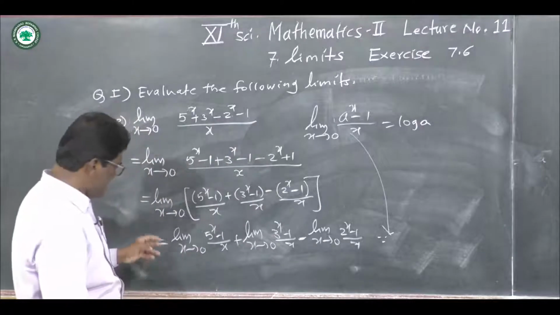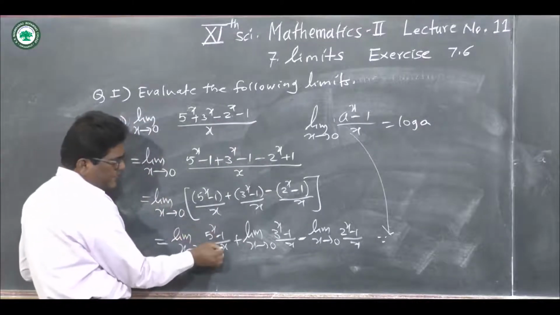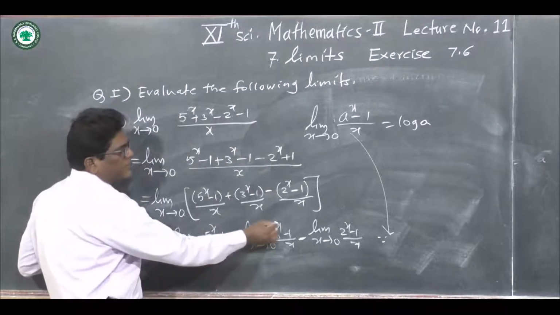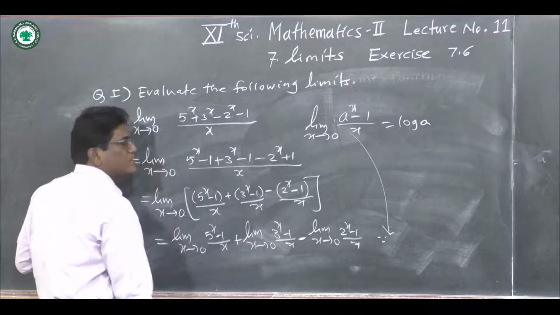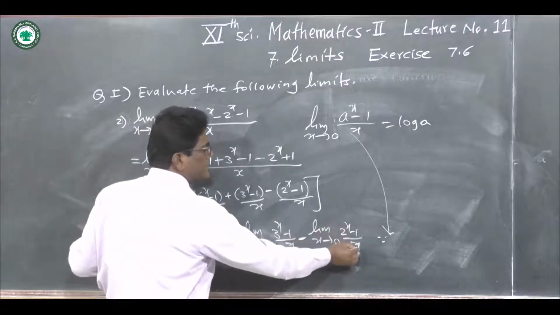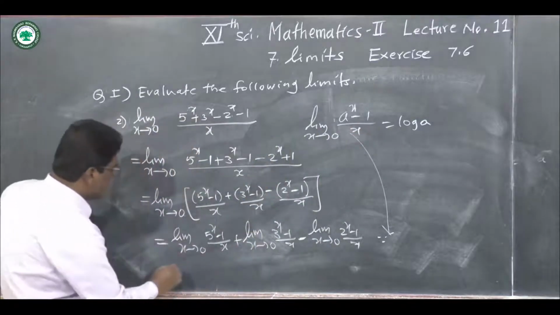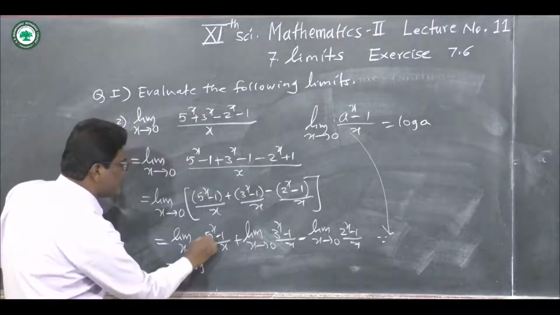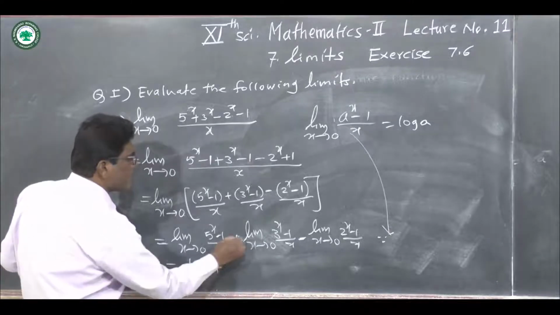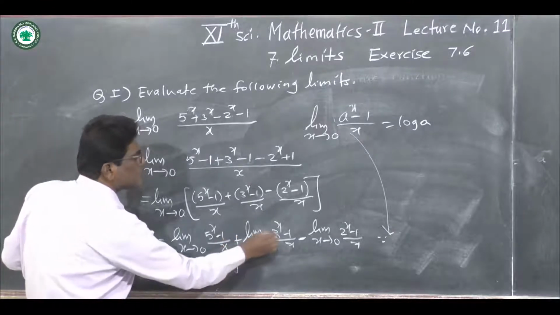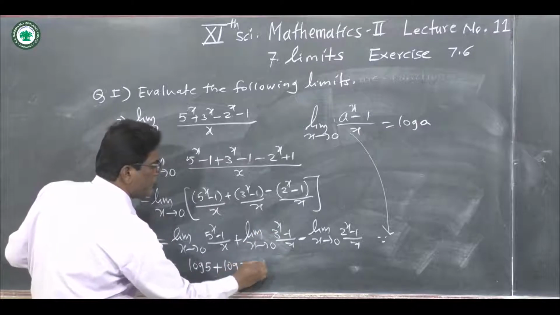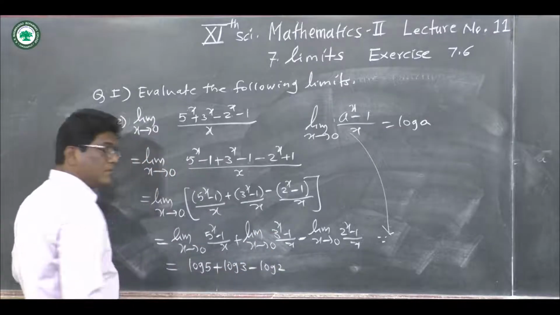And so here the power is x divided by x, x tends to 0, here power x divided by x, x tends to 0, here also power x divided by x, x tends to 0, then the formula is log of a. So it is equal to log of 5, here a is 5, plus here log of a is 3, minus log of 2.